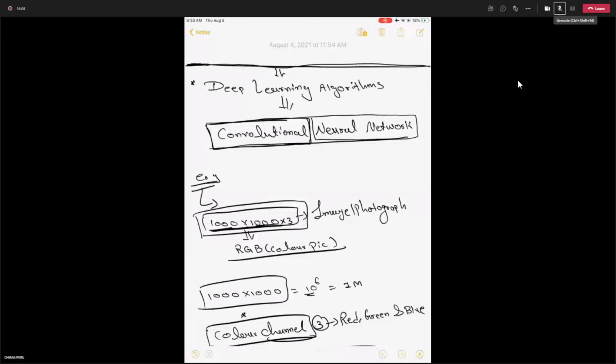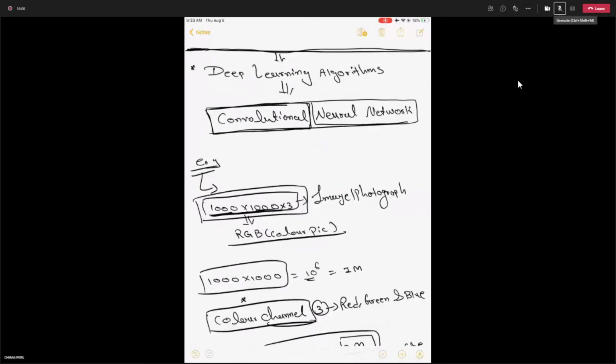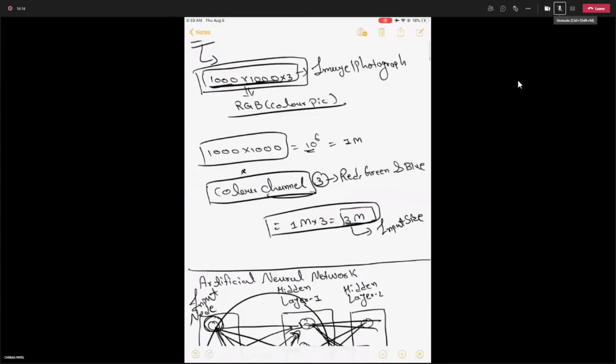So we are taking the example where we have 1000 rows by 1000 columns multiplied by 3, which is the color channel, meaning your color photograph has 3 color channels: red, green and blue. That's why we are taking this. So basically the size of that image is 3 into 10 raised to 6, meaning 3 million inputs.